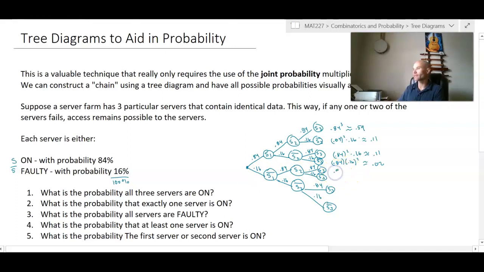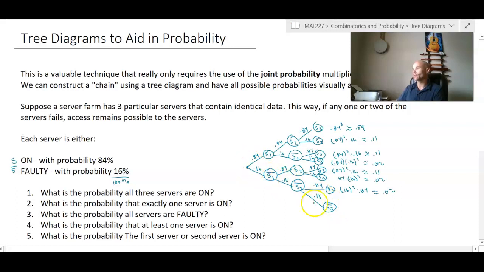And here we have 0.16 times 0.84 times 0.84, server 1 faulty, server 2 and server 3 working fine. And that's again just 0.84 squared times 0.16, which we already know comes out to 0.11. Server 1 faulty, server 2 good, server 3 faulty is once again 0.84 times 0.16 squared, which comes out to 0.02. Server 1 and server 2 faulty, server 3 working, 0.16 times 0.16 times 0.84. You can notice that there's a lot of repetition here, and that we already know comes out to 0.02.